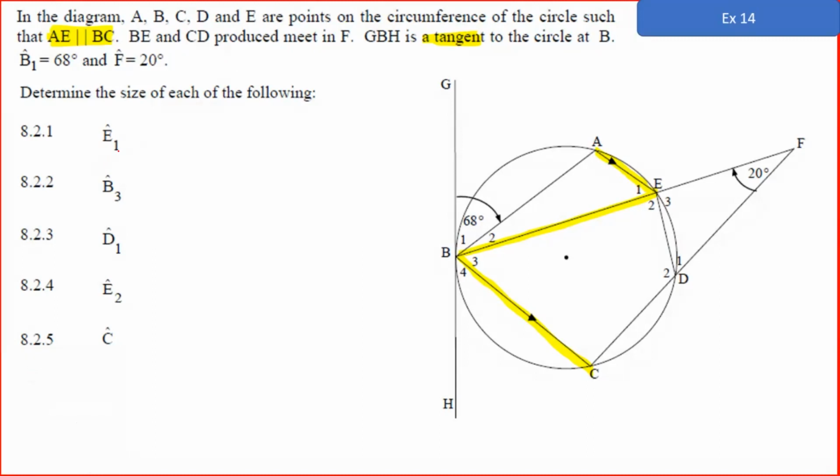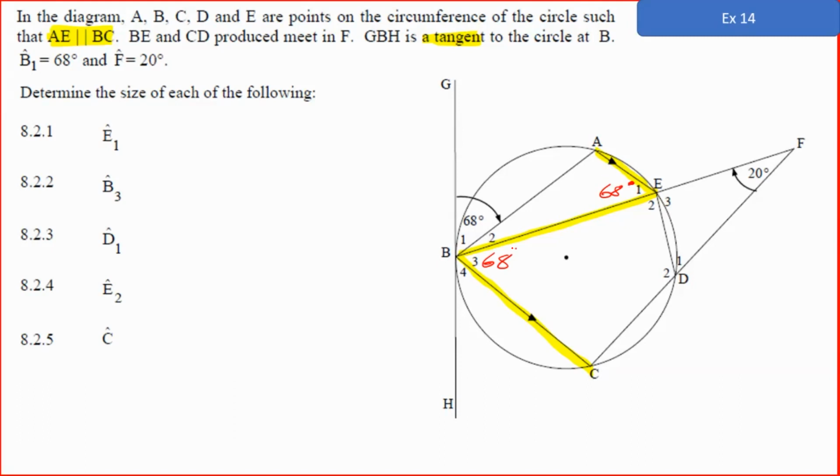So the first question here is find E1. What is E1 actually equal to? E1 is equal to B3. But we don't know B3. It's equal to B1 too. E1 is equal to B1. Well done. Why is it equal to B1? Tan chord. Well done. Now you're seeing it. E1 is equal to 68. Then they want to find B3. Somebody already told us that. Alternate angles.